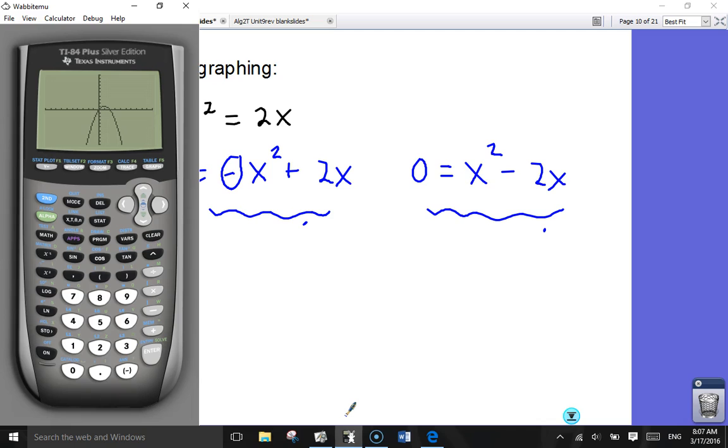In fact, let me do, watch, I'm going to go on the second line on y2. Let me put the other one, x squared minus 2x. X squared minus 2x.